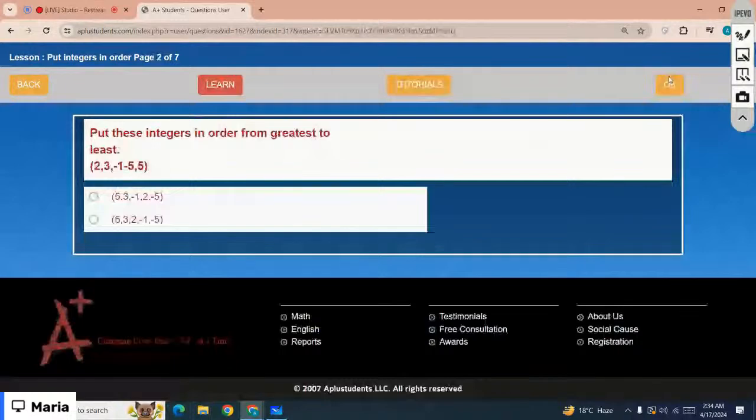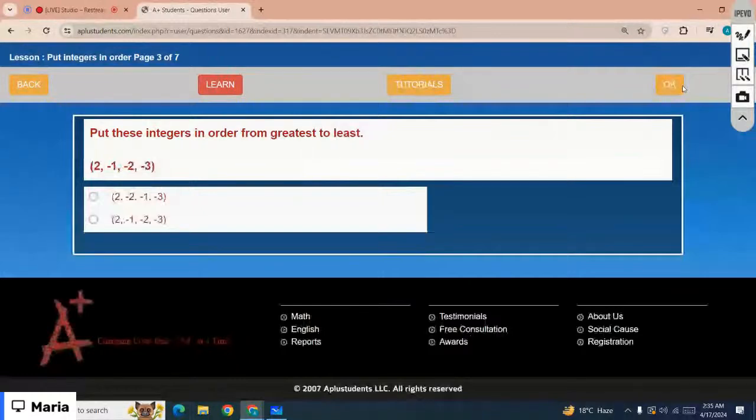Put these integers in order from greatest to least. So which is the correct option? The correct option is, yes, the second option is the correct one. Very good.